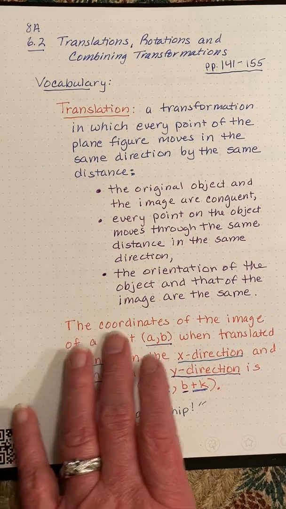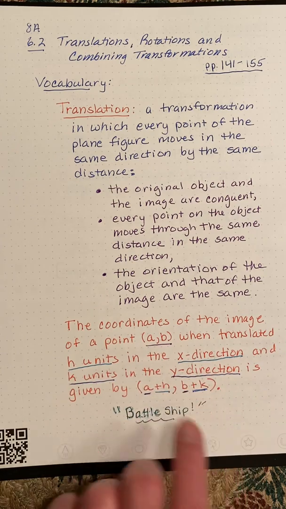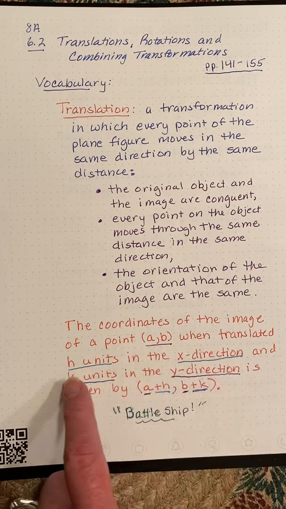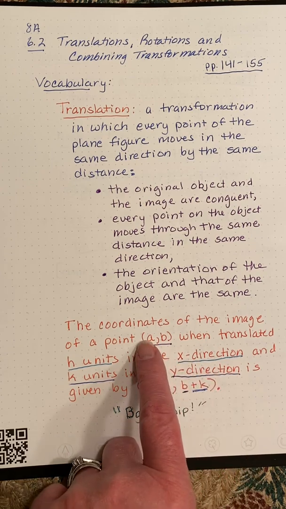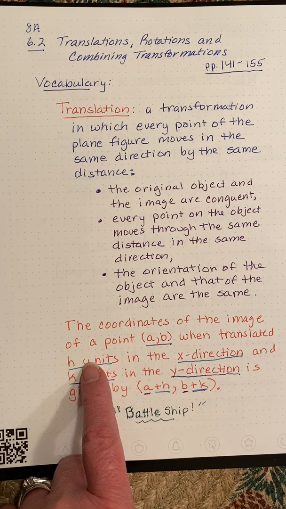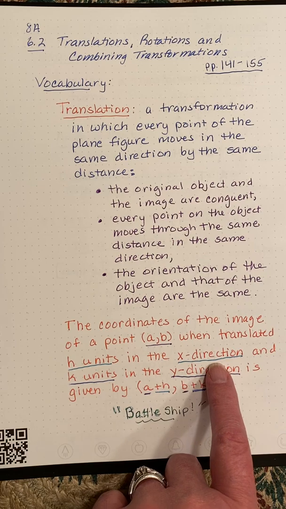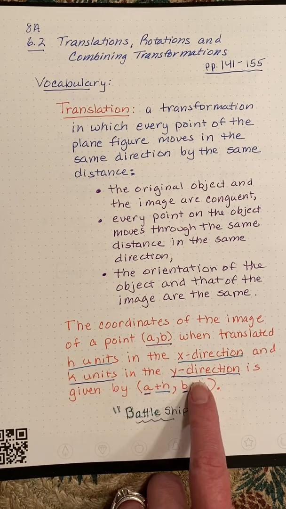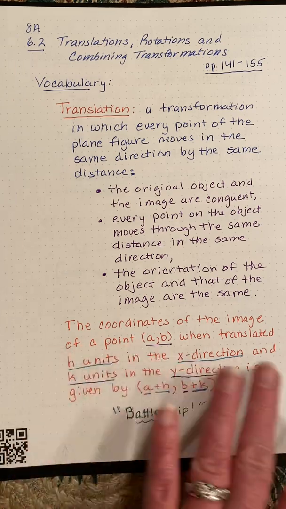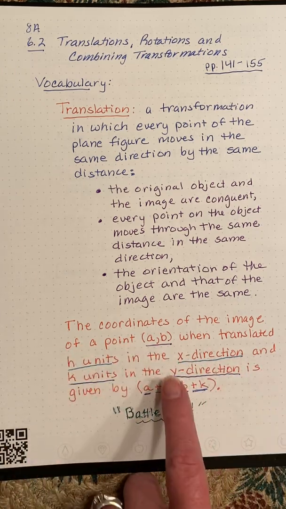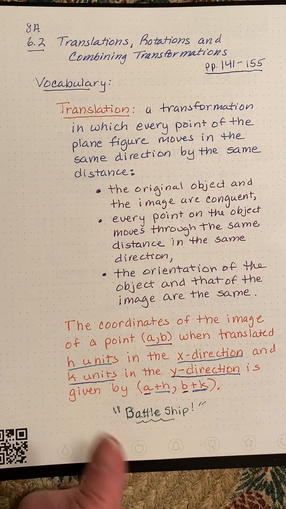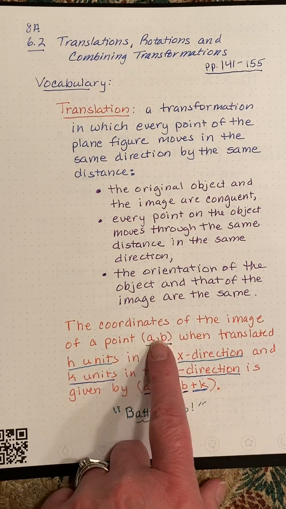Very important. This is the mathematical formula that we will be using. The coordinates of the image of a point (a, b), when translated h units in the x direction, so the x part of the coordinate point is going to move either a positive or a negative direction on the x-axis, and then k units, either positive or negative, in the y direction, so up or down. So the x direction is right or left. Right if it's positive, left if it's negative. And then in the y direction, it's going to be either negative or positive. If it's negative, it's down. If it's positive, it's up.